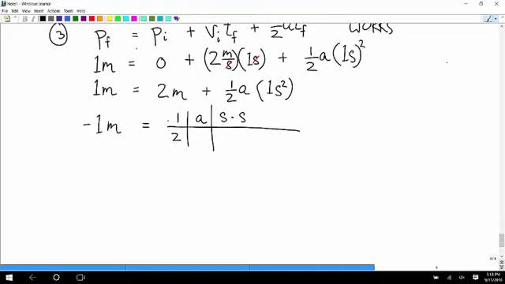And I'll multiply both sides by 2. So now we have negative 2 meters is equal to a times seconds squared. And then I'll divide both sides by seconds squared, and we get negative 2 meters per second squared is equal to a.